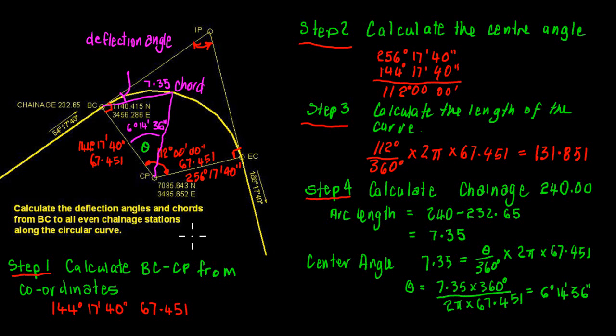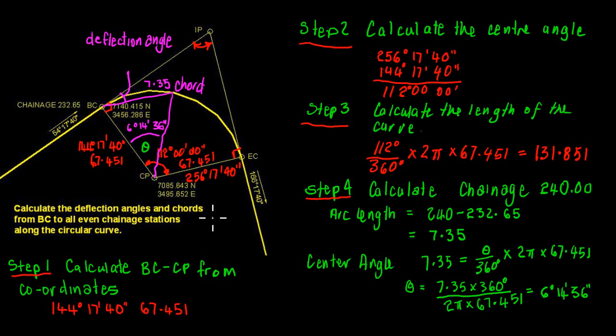So next thing to do is to calculate the centre angle. Obviously if we calculate it up here, we've got to go past the 360. So let's do it out the back door. So 256°17'40" going that way, 144°17'40" that way. Take them away, 112 degrees.